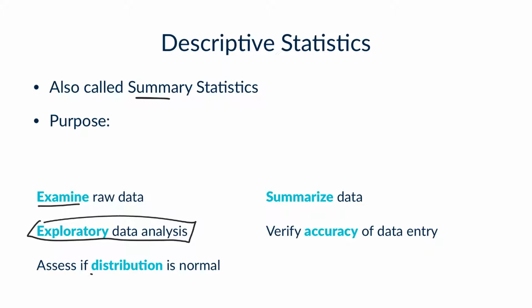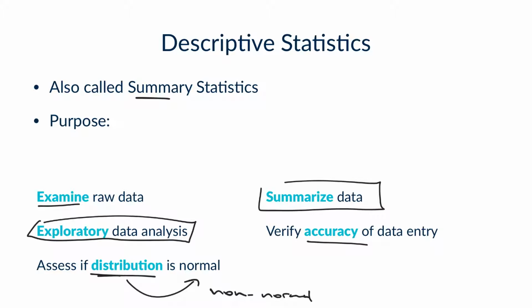We're looking to see if there's a distribution, and if the distribution is normal or non-normal. There are a number of different types of distributions that might fall into that category. We're trying to verify the accuracy of data entry. This is something we might do at this step. And finally, we're looking to generate some summaries of the data. In many cases, we might have thousands or tens of thousands of observations, and we need a way to summarize all those observations and see what they can tell us.